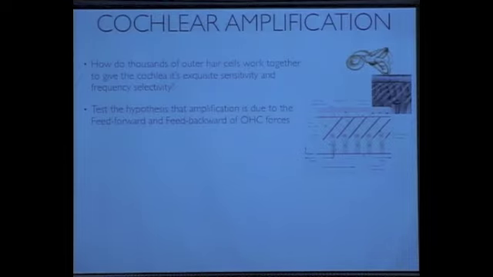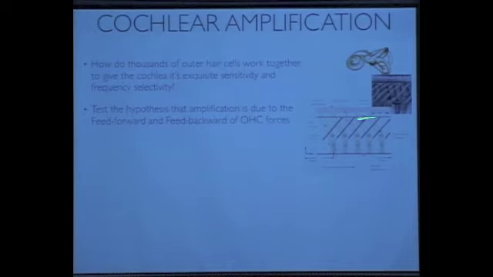And the idea here is that when the cilia moves due to shearing motion, it produces a force that's more apical, and that's a feed forward of force. So the energy accumulates, and then when the hair cell expands, it pulls the hair cell through the phalangeal process in the backward direction. So those 2 interact to produce this feed forward, feed backward.